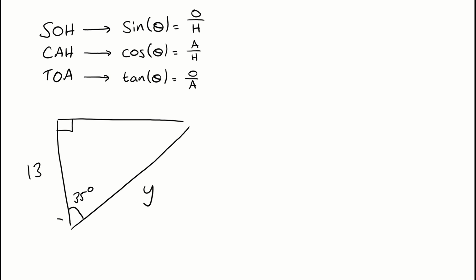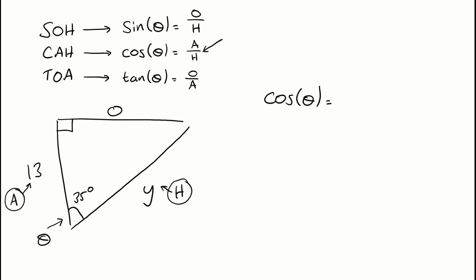So remembering again that this angle in here would be our theta. This would be our hypotenuse. This one here looks like our adjacent, and this one over here is our opposite. So the two that are of interest to me are my A and my H, so we're going to use cosine now. So I've got my formula, the cosine of theta is equal to the adjacent divided by the hypotenuse.